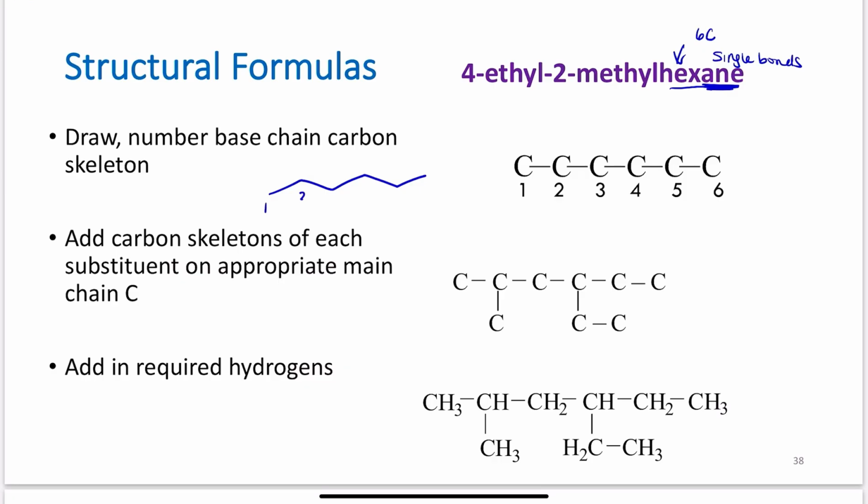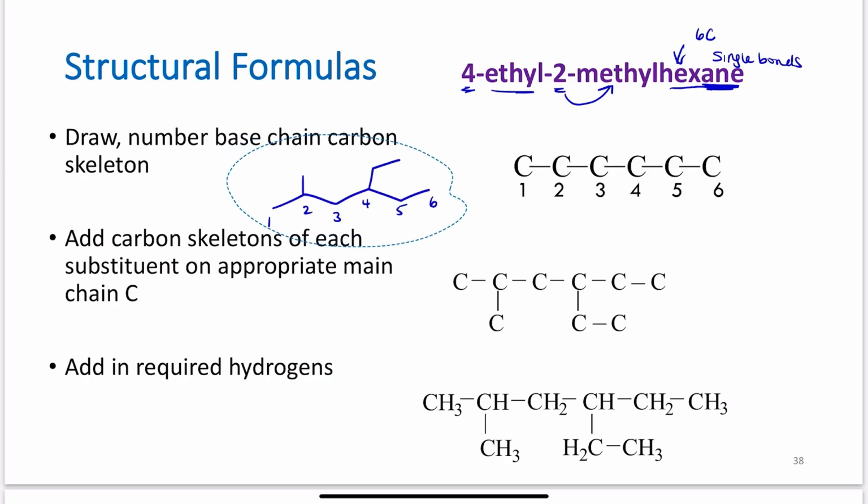Now, because I'm drawing it myself, I can do what I want. I'm going to put the carbons this direction. I'm told that at the second carbon, I have a methyl group. I know methyl is CH3. I'm told that at the fourth carbon, I have an ethyl group. I know ethyl is C2, or CH2CH3. There's my group. It's the same as these, it's just drawn in the skeletal structure.